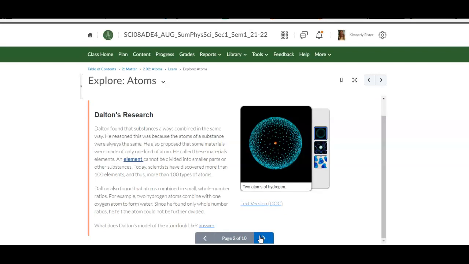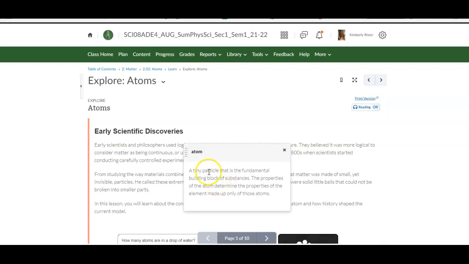So what are atoms and why are they important? Question 1, we've talked about what they are. We know that atoms are basically the building block of everything, right? They're a tiny particle. It's the fundamental building block of substances. The properties of an atom determine the properties of the element made up of only those atoms. So what that means is if you have an element of carbon, you only have carbon atoms in it. So there's nothing else. So that is the definition and why they are important, because they make up everything.